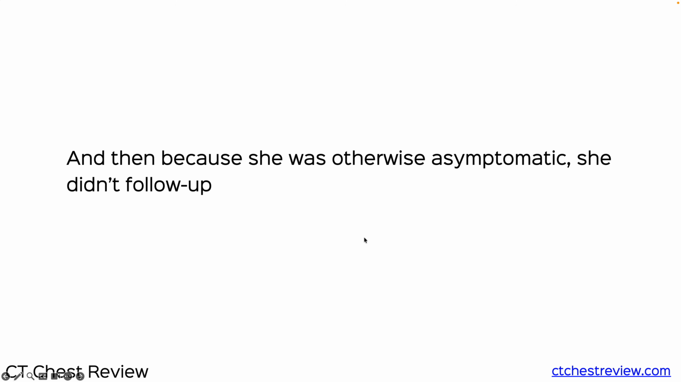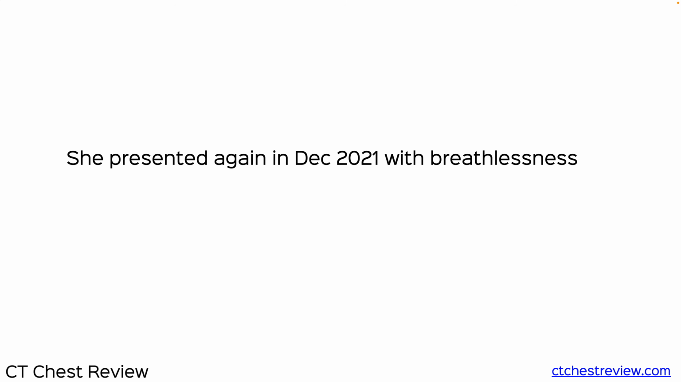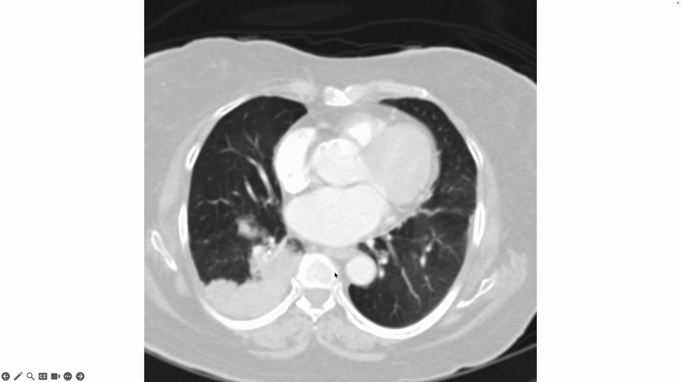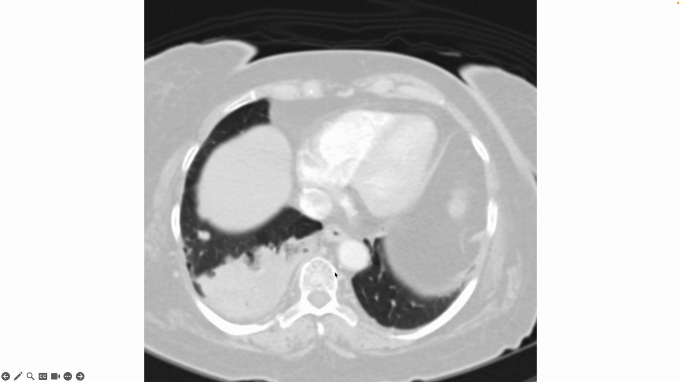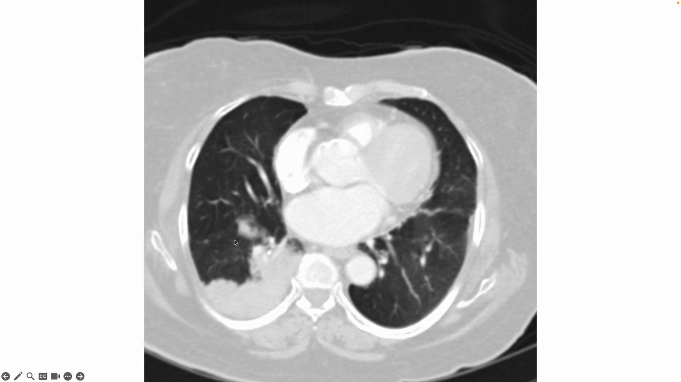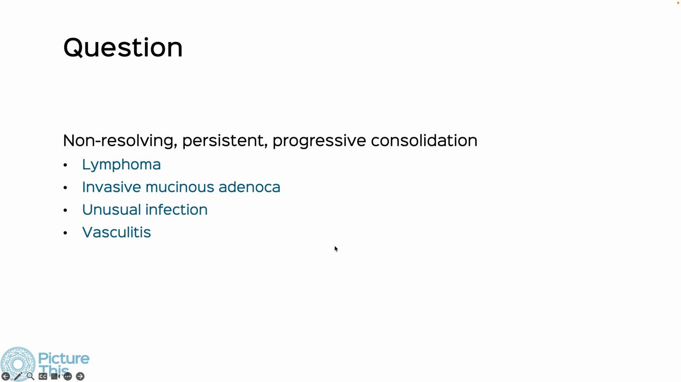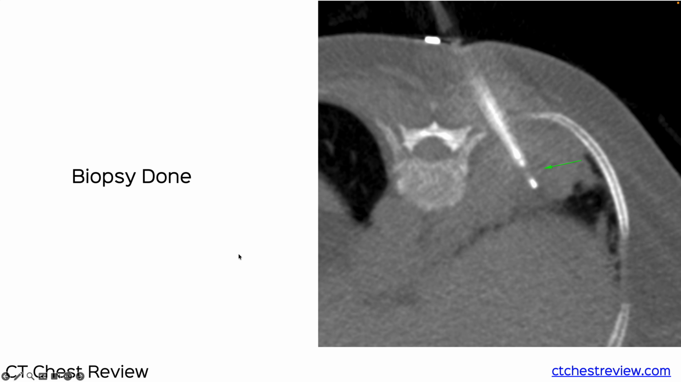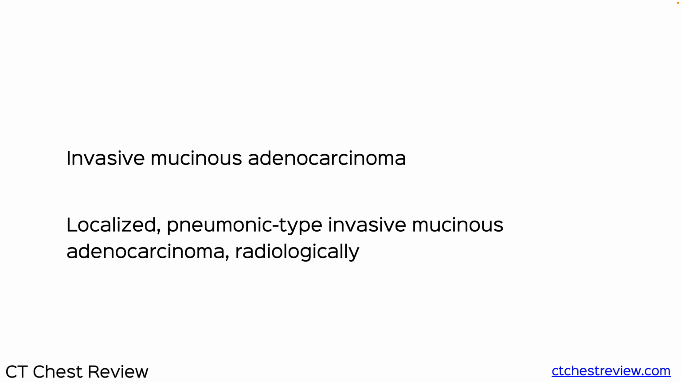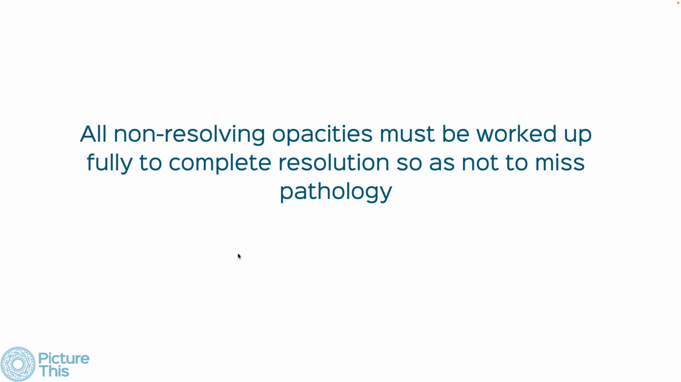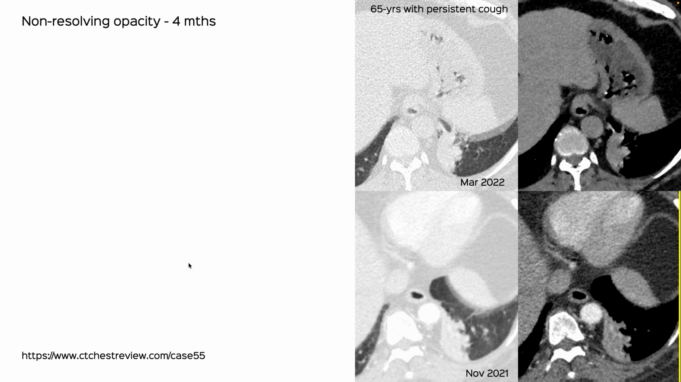She was asymptomatic, didn't follow up, came back in 21, and you can see how the lesion has increased in size, and there are new nodules now which were not present earlier. A PET was done which showed uptake, and what do you think this would be? If you choose from here, and I biopsied it, it turned out to be invasive mucinous adenocarcinoma. So all non-resolving opacities must be worked up fully, either to complete resolution or worked up for the exact cause.